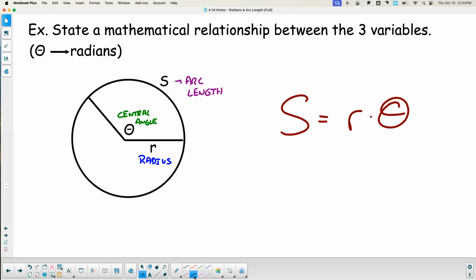The kicker, the one caveat, the one condition, is that theta must, you don't get around it, and this will come back to bite you, might even come back to bite you yet today, theta must be in radians. If theta is in degrees, this formula, this relationship, does not hold.